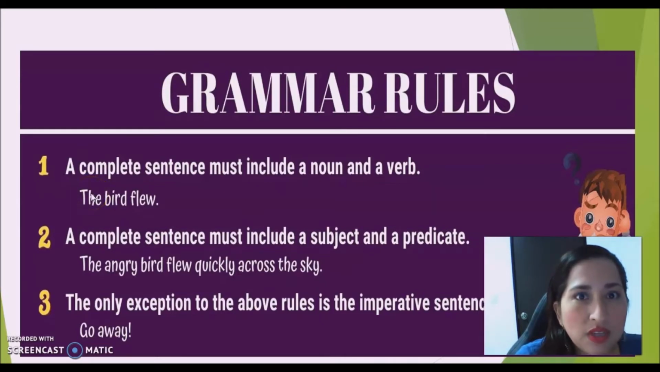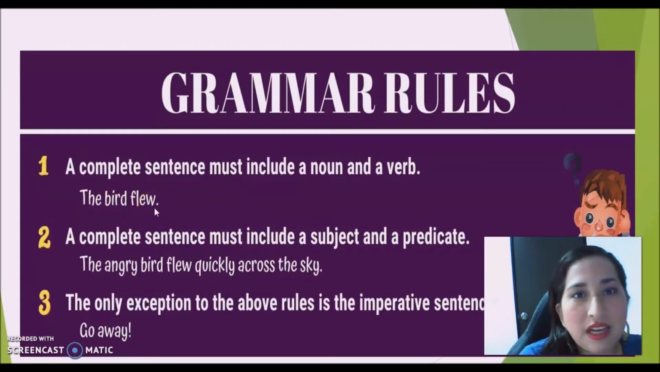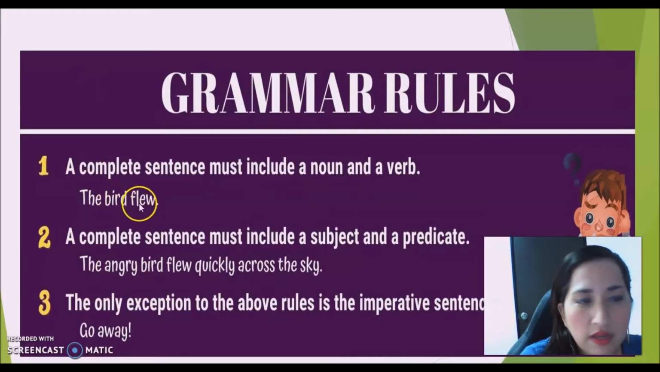Okay, so grammar rules are different ways that you can apply in sentences, you can find in sentences. For example, number one, a complete sentence must include a noun and a verb. All sentences have at least a subject and verb. At least. For example, the bird flew. That is a sentence that is organized with the article, with the noun, and a verb.